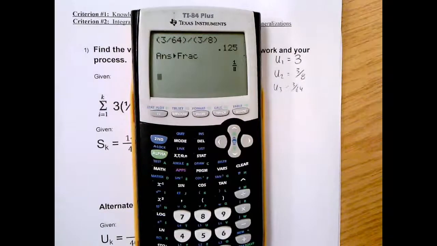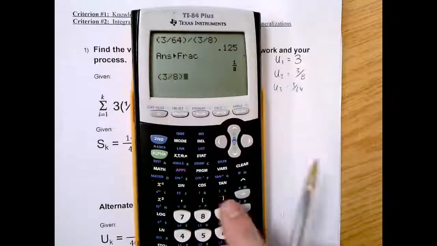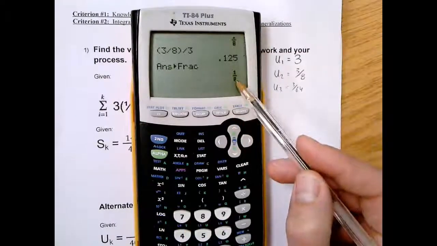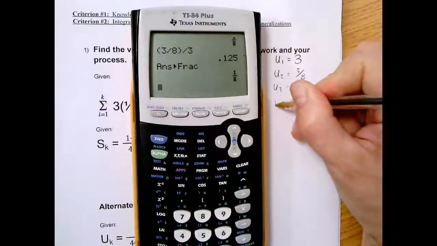Okay. And so hypothetically, if I divided back again, 3/8 divided by 3, I should also get an eighth, and you will get an eighth. If you don't believe me, let's just do it real quick, I guess. Ta-da! And you can see again, it comes out an eighth. So we know r is an eighth.